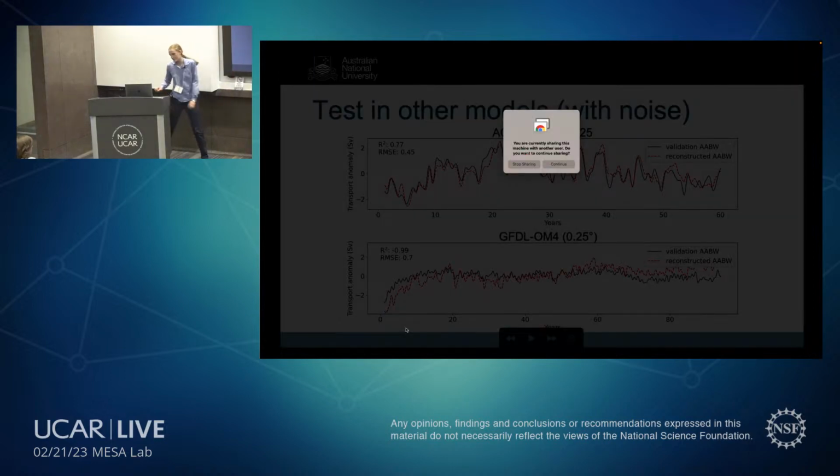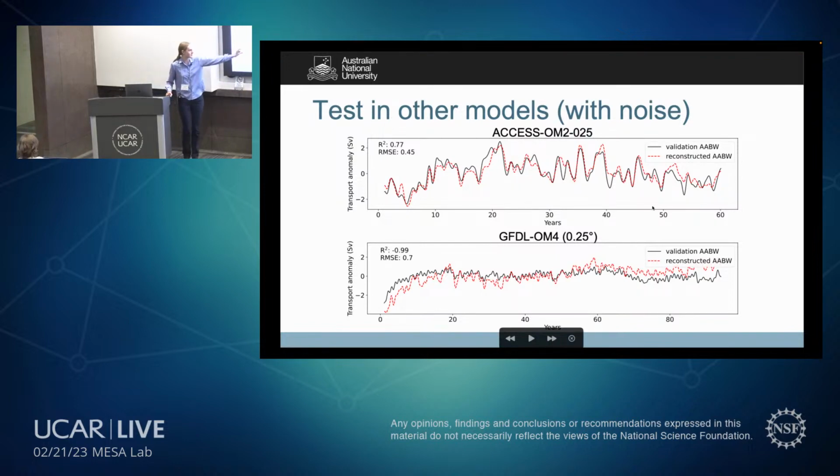But I can take the estimate of error, like the root mean square error from that, as a measure of the uncertainty.